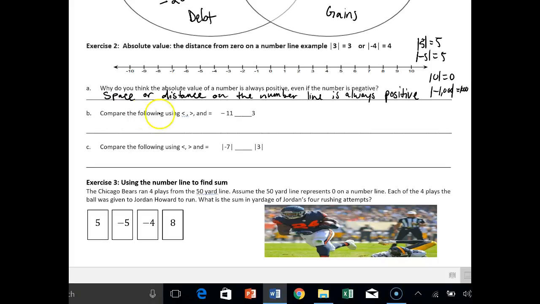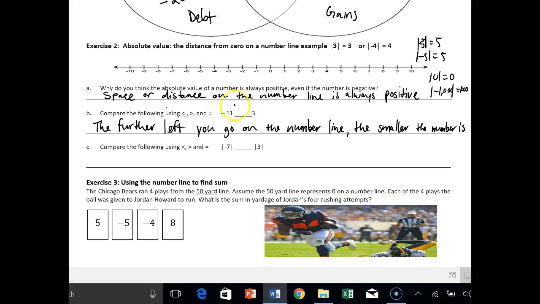All right? So let's compare the following using less than, greater than, and equal to. So negative 11 and 3. Now here's the important thing. The further left you go on the number line, the smaller the number is. So this is somewhat a confusing concept, right? Your brain always thinks, well, the bigger number has more value in it, right? But actually negative 11 is smaller than 3, right? You want to ask yourself, negative numbers are like owing money, and positive numbers are like money that you have. So would you rather owe $11 or have $3? Obviously, you would rather have $3.